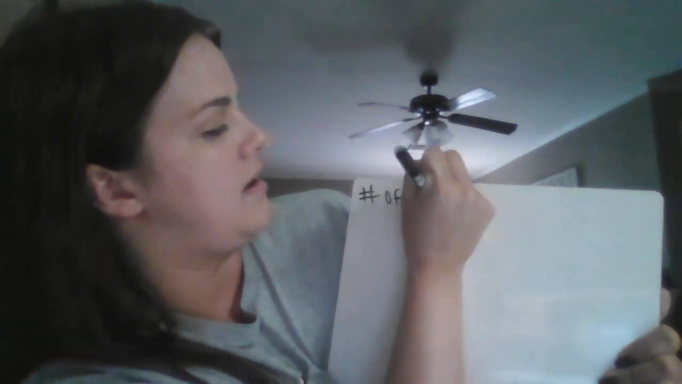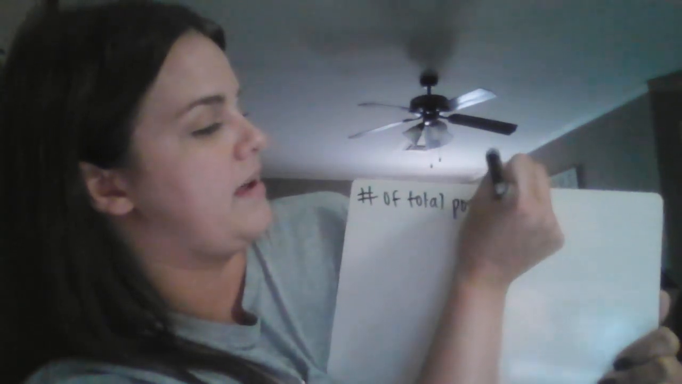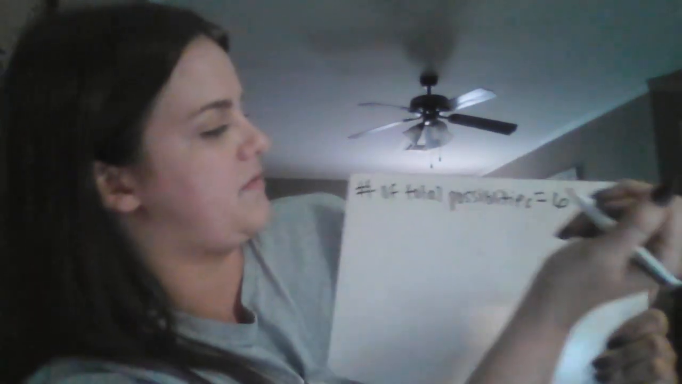Number 2 says a standard die is rolled. What is the probability that the number rolled is less than 2? We're going to do it the same way. The number of total possibilities would be 6, because on a standard die there are numbers 1 through 6: 1, 2, 3, 4, 5, 6. So we're going to write 6 for that.